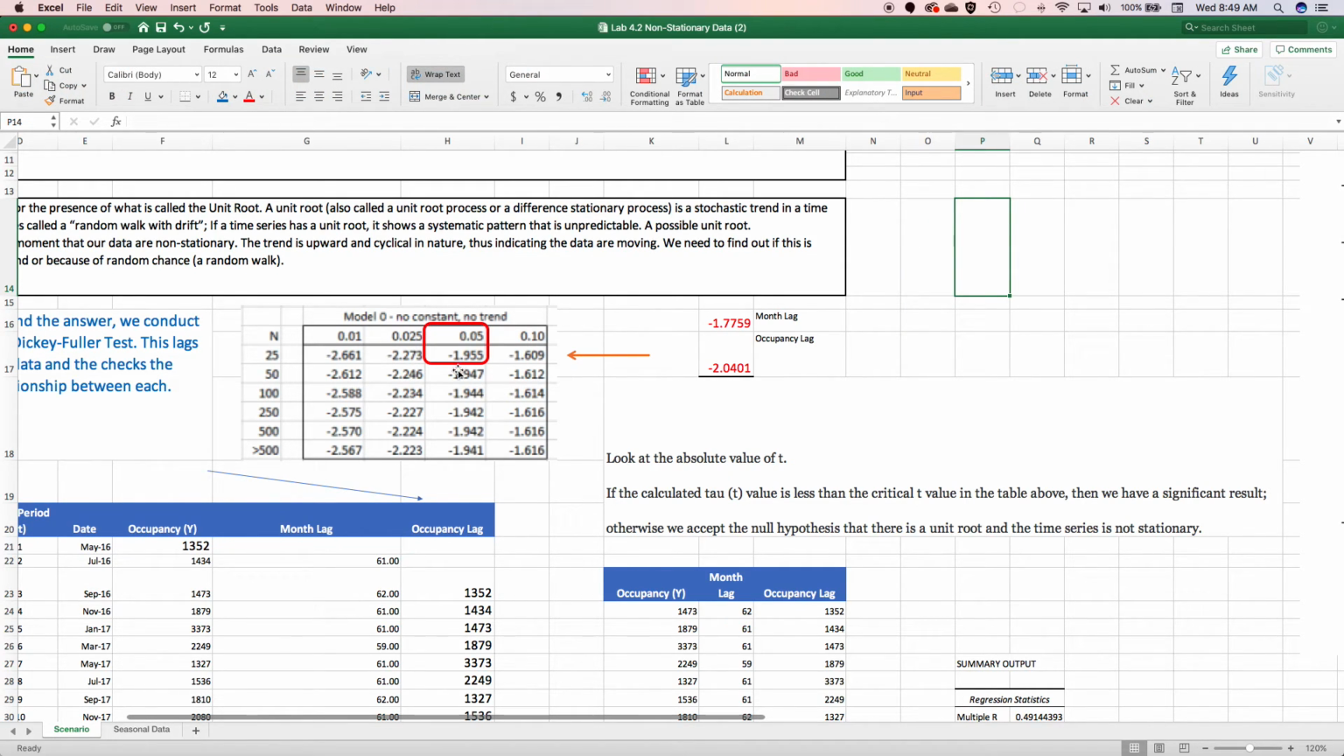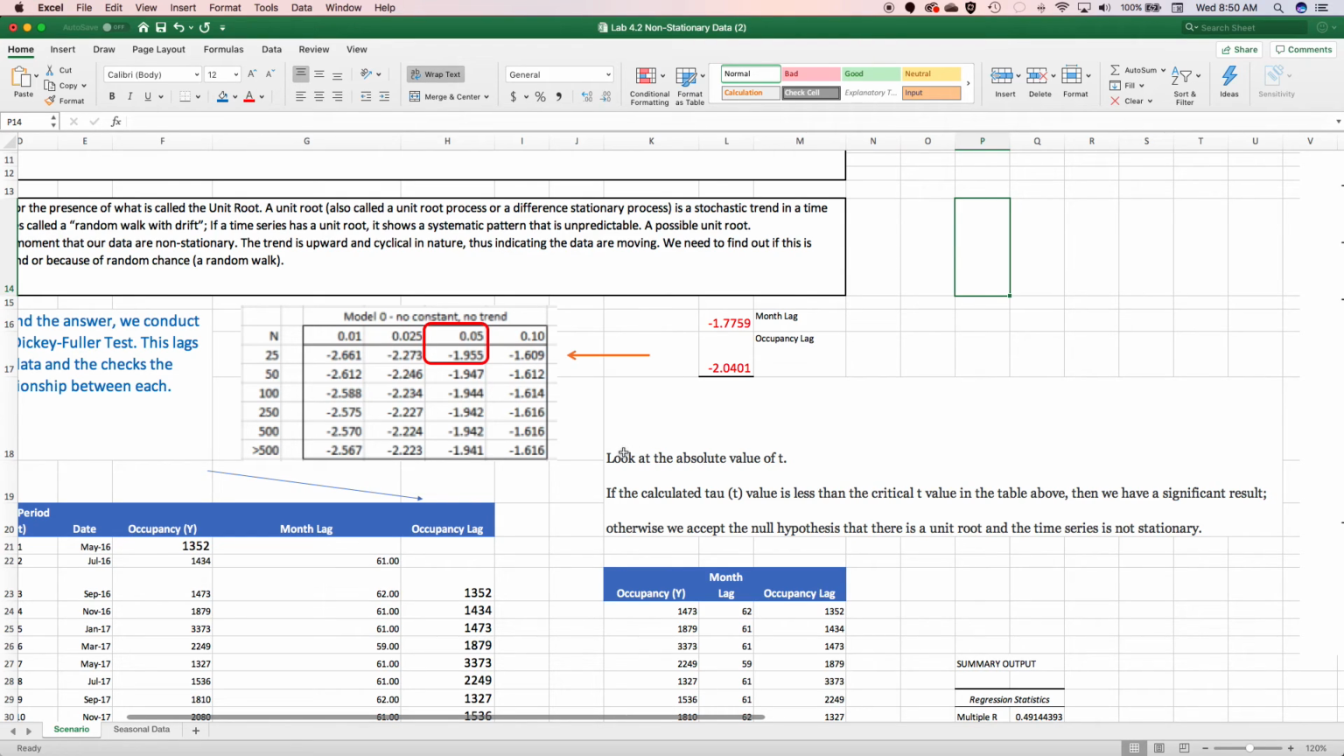So we're going to look at this particular t-stat. The absolute value for the month lag is less than the critical number here. So we calculated the 1.77. The critical is 1.95. This number is less than that, and therefore we have a significant result there. All right. But for the occupancy, we do not. This number absolute is larger than this number. And as a result, we don't have the unit root present.